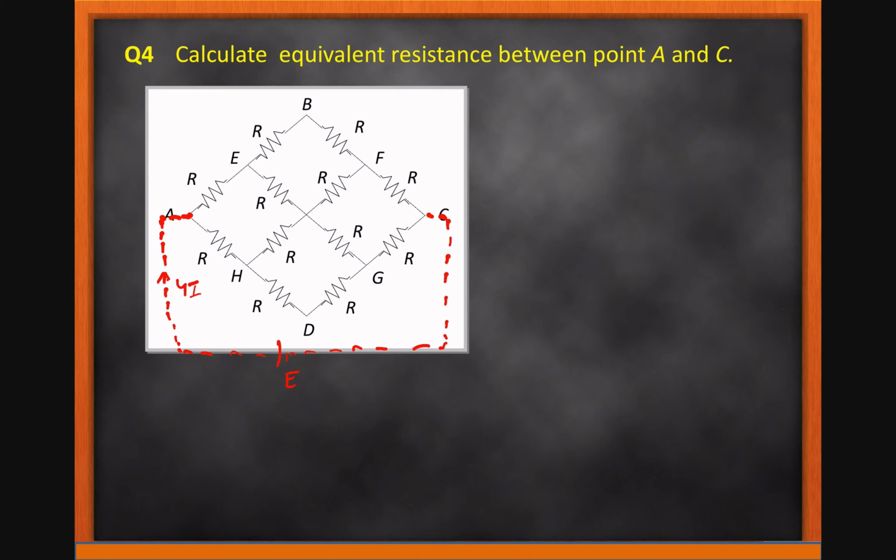If we take point A, the current here is 2I and here is 2I. At point H, again it divides in two equal parts, I here and I here. At this point the I current will come here, it adds up, and at this point we'll get 4I once again.